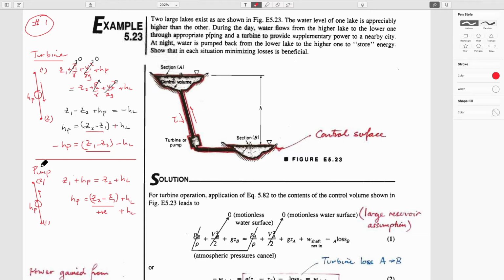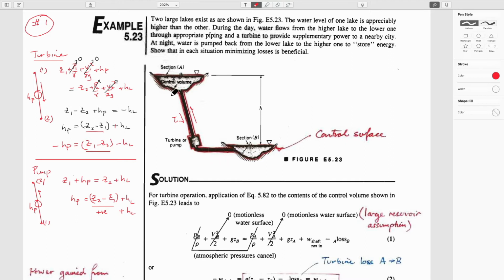This is what we finished up with last time. When you run the water down from the top to the bottom, the turbine output, the negative pump head, is equal to a positive number, which is this, minus a loss. So in a frictionless, ideal system, the pump head would just be the elevation difference between these two locations, but there's a loss in the pipe that we have to account for as well.